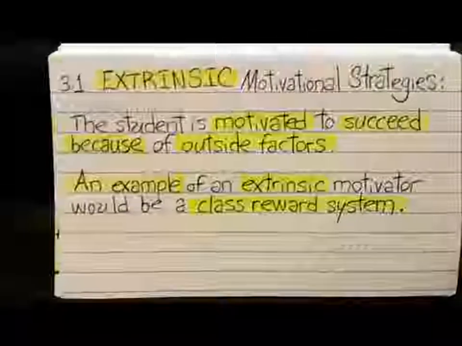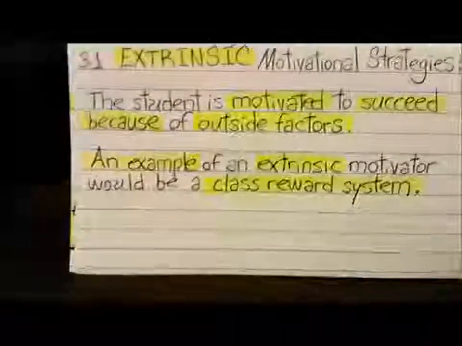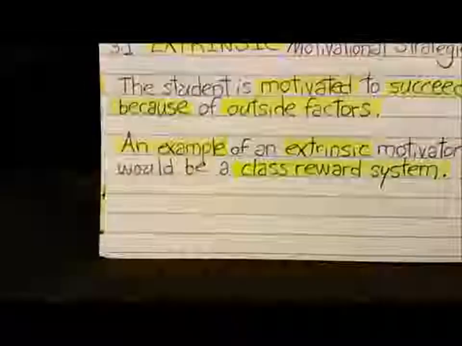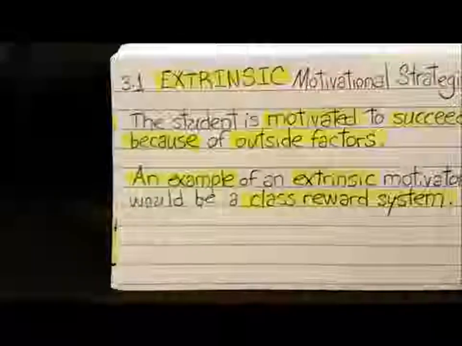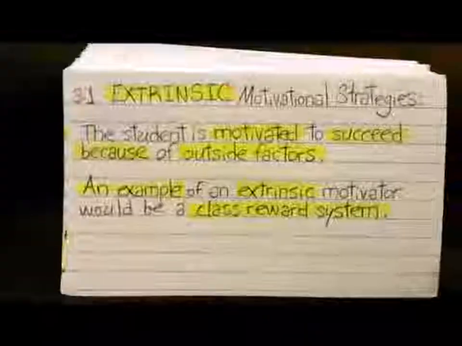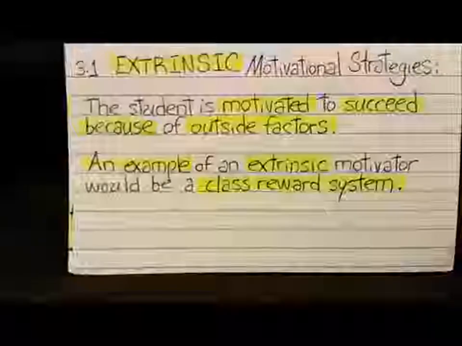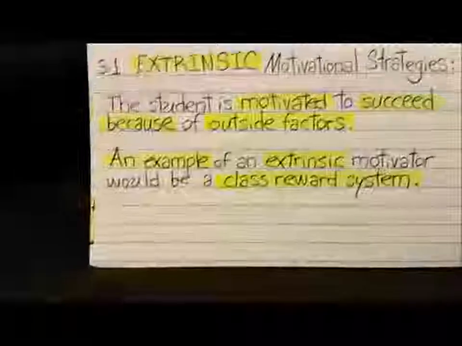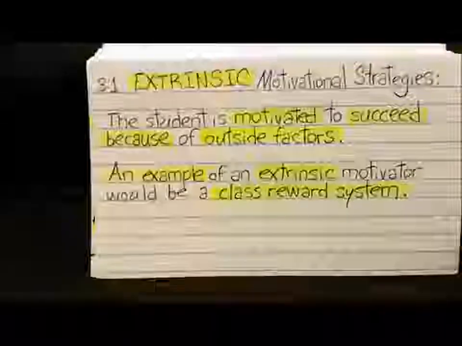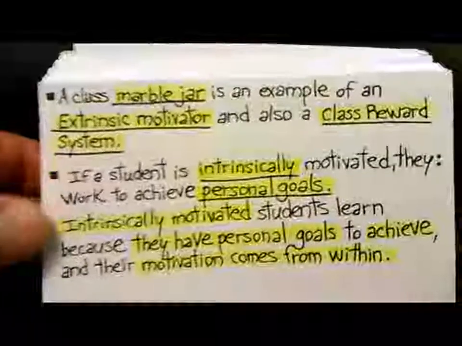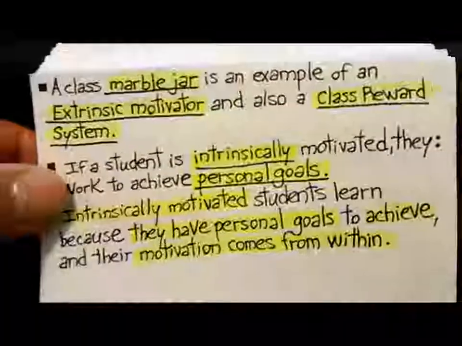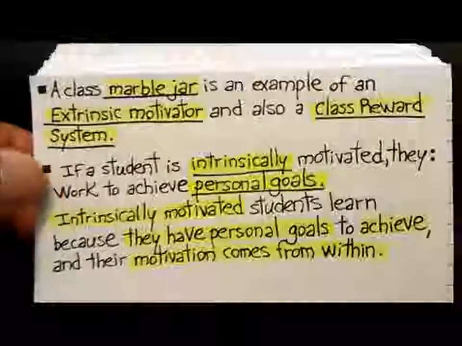Extrinsic motivational strategies. The student is motivated to succeed because of outside factors. An example of an extrinsic motivator would be a class reward system. You know, when you offer students some kind of reward, something extrinsic. The students are not motivated by themselves. You have to offer them something. That's an example of an extrinsic motivational strategy. For example, a class marble jar is an example of an extrinsic motivator and also a class reward system.